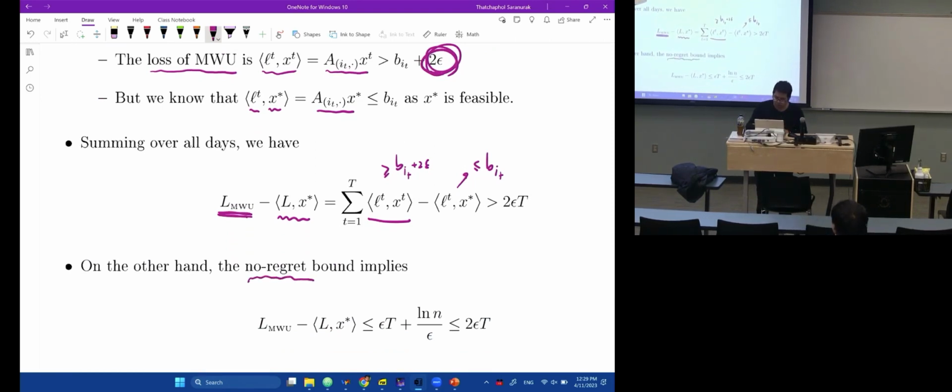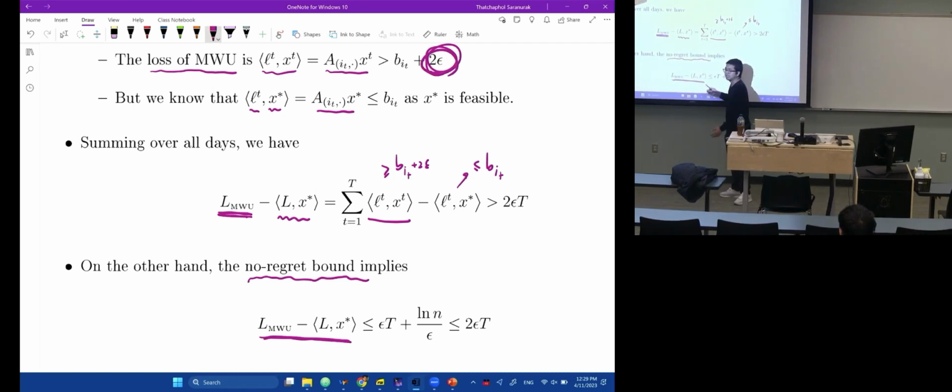So to make it precise, what you have is this. Just from the no regret bound of weight update, we know that when you compare our loss with the average loss of our expert, or total regret here, this should be at most epsilon T plus ln n over epsilon. That's just the bound that we get from weight update.